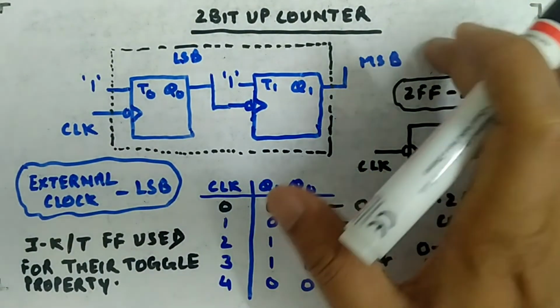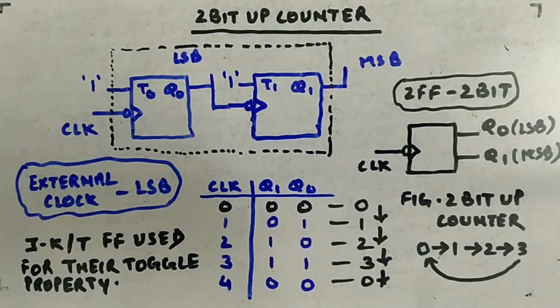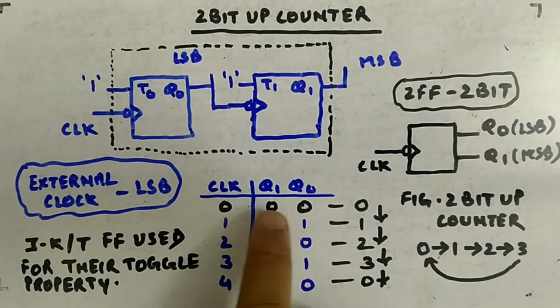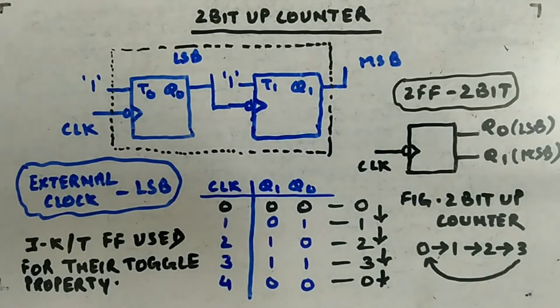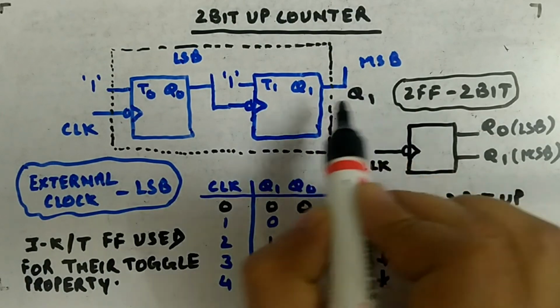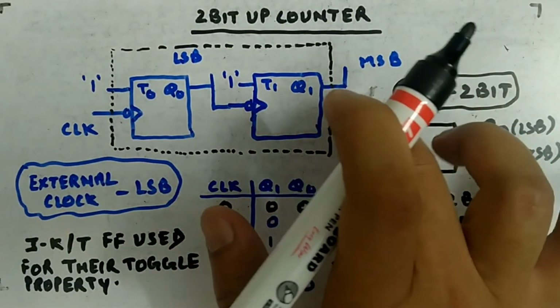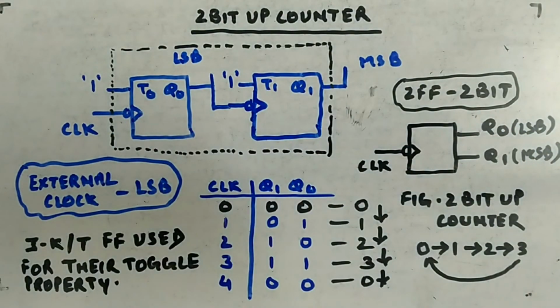So imagine in the beginning what you are having is 0-0 state, 0th clock pulse, nothing came, and your initial state is 0-0 for both. This is your Q1, already written here, and this is Q0.